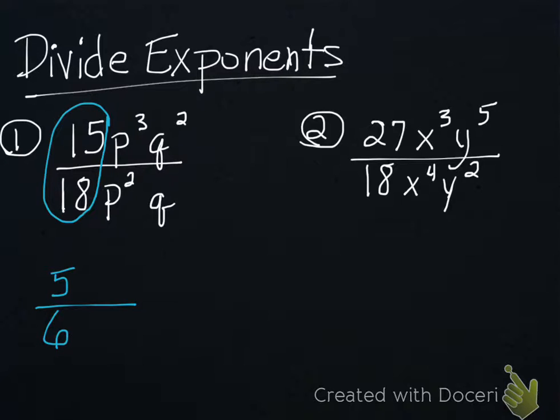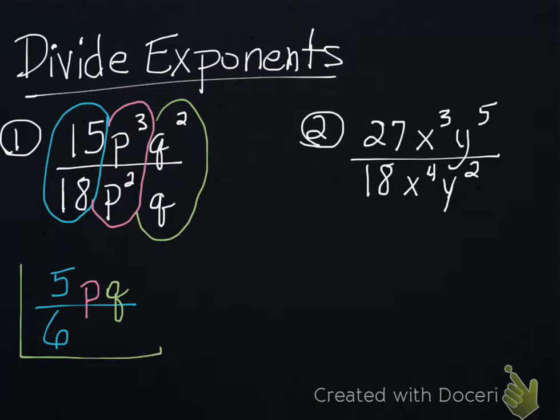Now let's see what happens with the next piece. The next piece, they're p's. I have 3 p's on top, 2 p's on the bottom. It means I am left with 1 p if I play tug of war, and it's on top. Now let's look at the q's. I have 2 on top, 1 on the bottom. Top one's going to win by 1. This provides our entire answer.